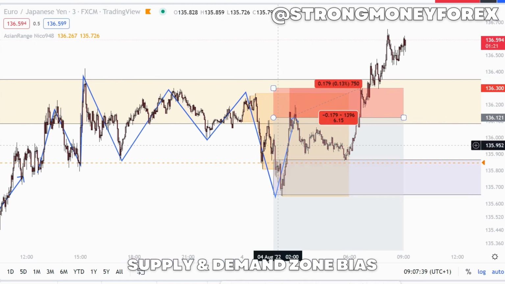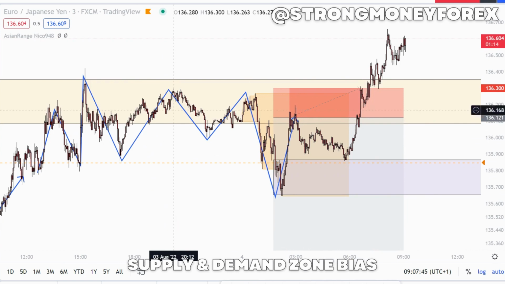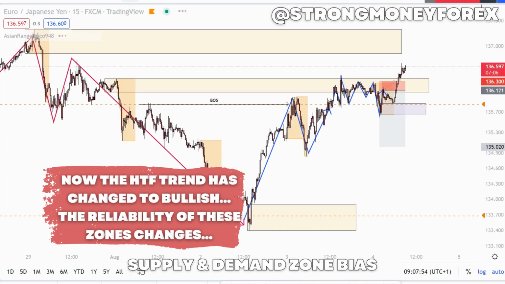But the key is that you have to look at these entries in good areas, and this is not a good area. The reason why is our bias has changed. We're now looking for buys, and therefore the effectiveness of these supply zones has changed. Okay, so there's a good way of doing this.